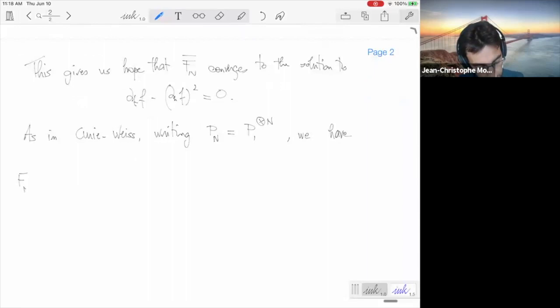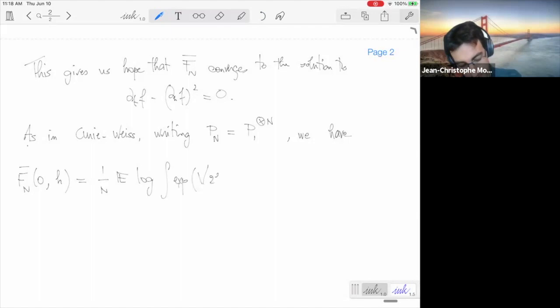So when I set t equals 0, I have that fn bar of 0h is 1 over n, log, oops, I forgot the expectation of the log. And let me rewrite explicitly what that is. So the integral of exponential of square root of 2h x dot z minus 2h x dot x bar plus h x squared, dPn of x.